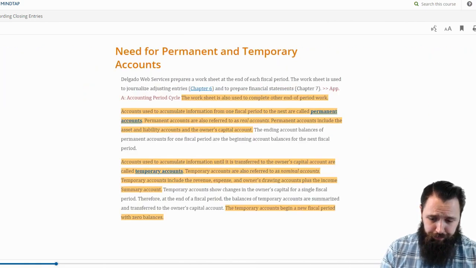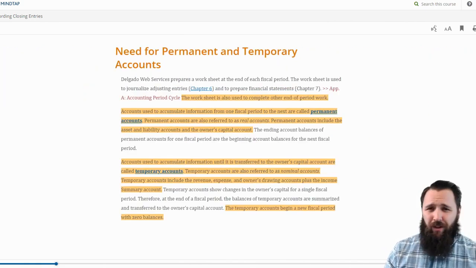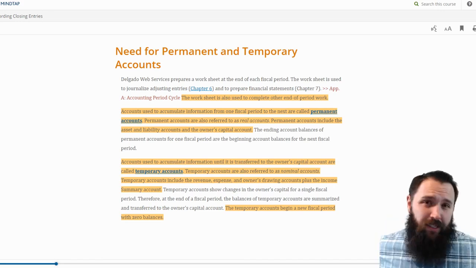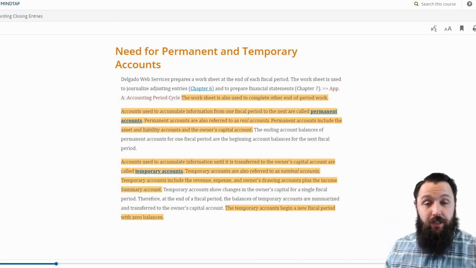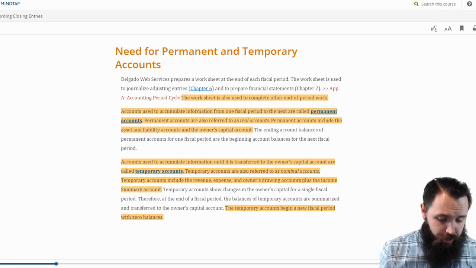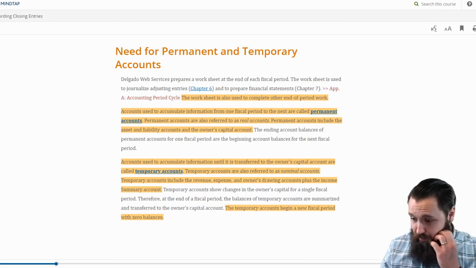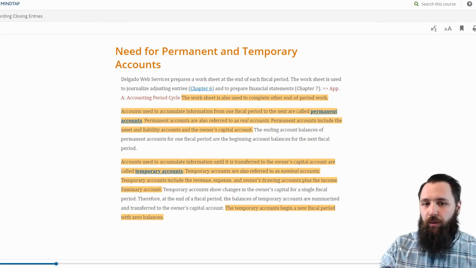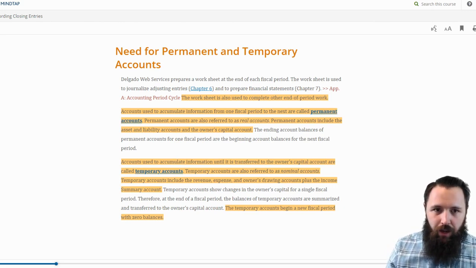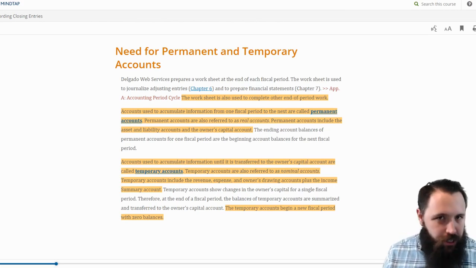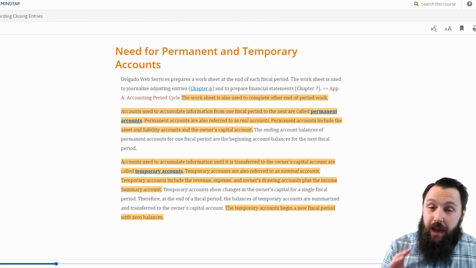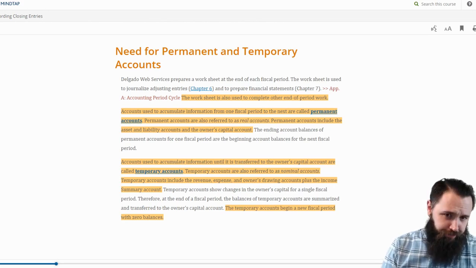So let's jump in. One of the things that we haven't really talked about ever, because it hasn't come up until this point, is permanent versus temporary accounts, which is pretty much referring to some of these accounts that when we get done with our accounting cycle, we're going to need to, in a way, empty out, bring it down to 0. And we're going to use temporary accounts to do that.